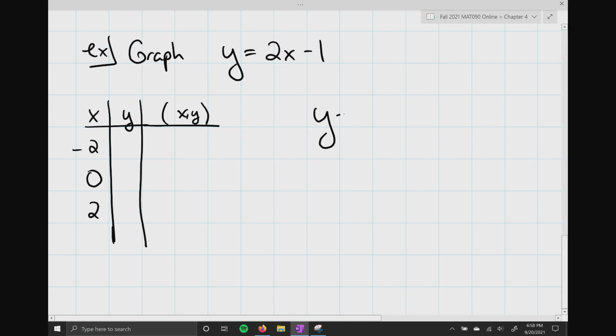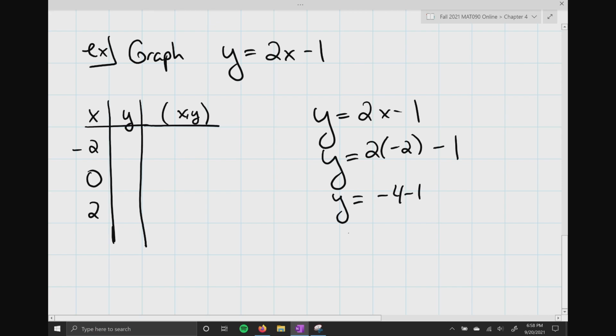So I write y equals 2x minus 1, y equals 2 parentheses minus 1. Remember, I like to use parentheses before I make my substitution. And the first one we're going to do here is -2. So when x equals -2, y is going to equal -4 minus 1, or y equals -5. So in my table, I just put -5, and then my ordered pair will be (-2, -5).